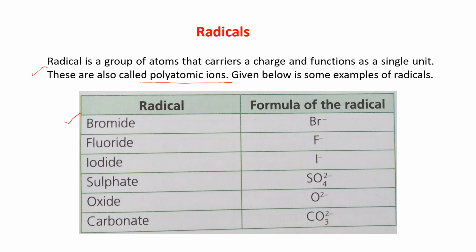Some examples are given below. Bromide. The formula of the radical is Br minus. Now it is only Br, the symbol of bromine. Okay, the charge is minus. Fluoride. Similarly, the symbol is F and it has 1 minus charge, so it is represented by F minus. Iodide, I minus.